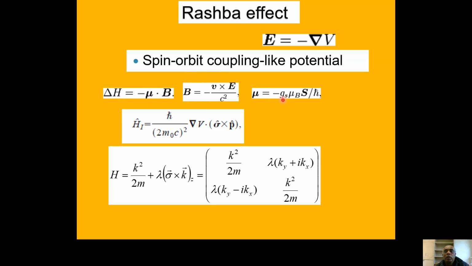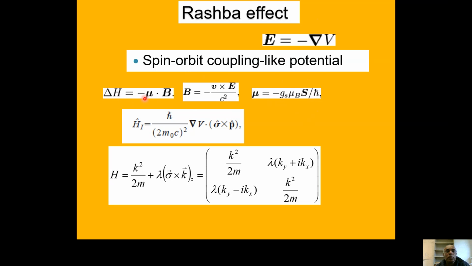So then if you solve that one, you get mu, because mu is given by, remember, g_s mu_B times S, right? Now if you plug in here, this becomes the value for S.